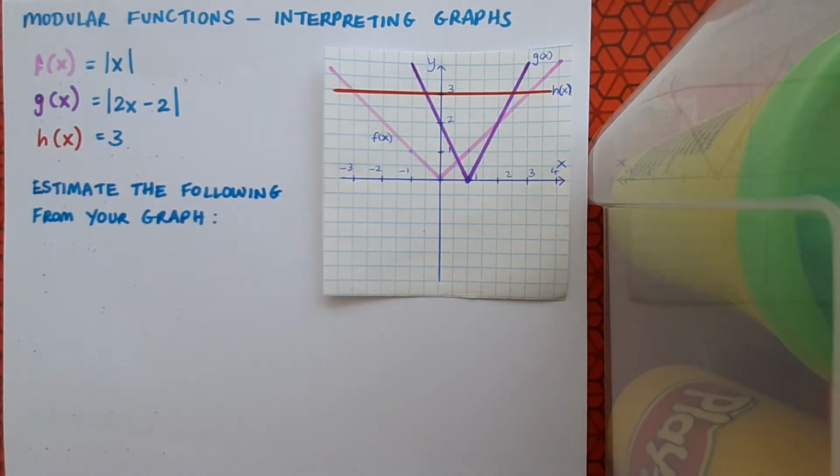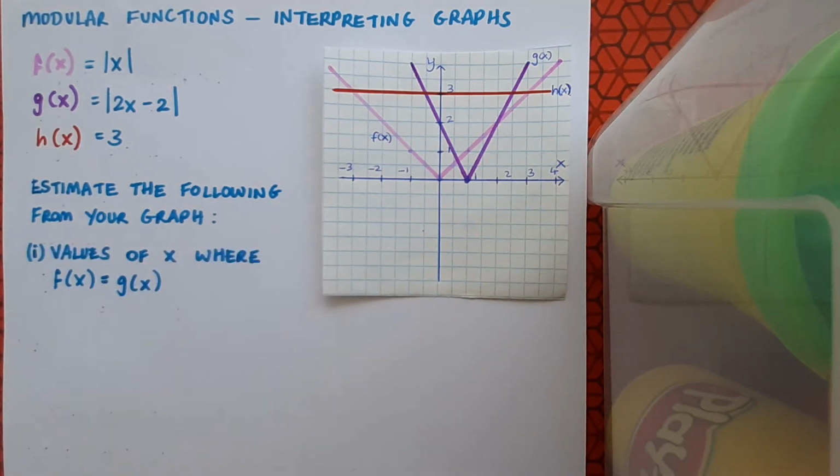So we're looking at interpreting our graph. Our question is going to be about using the graph to estimate our answers. Note that the instruction is to use the graph. That means we don't want to work the answers out algebraically, we want to do them visually. So first we want to estimate the values of x where f of x equals g of x. So what does this mean?